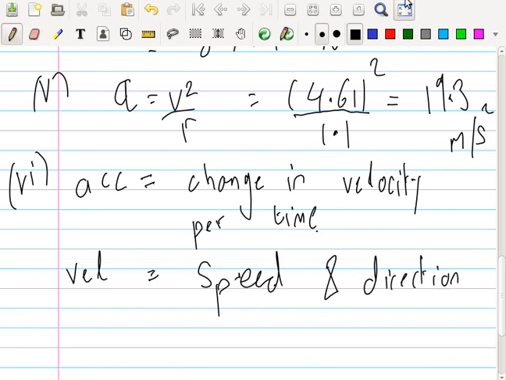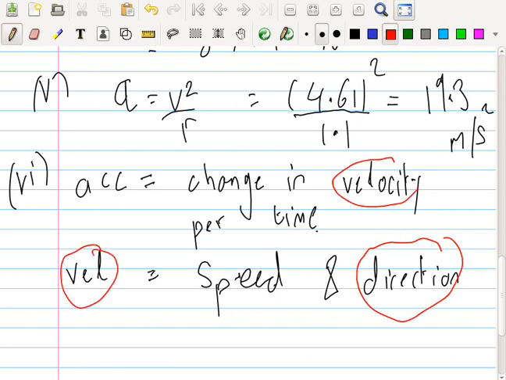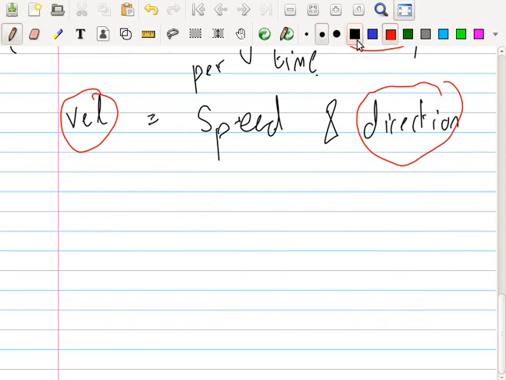Okay. So, if the direction changes, then the velocity changes. And if the velocity changes, then you have acceleration. So in other words, it's accelerating because its direction is changing. Okay. Now, B part.